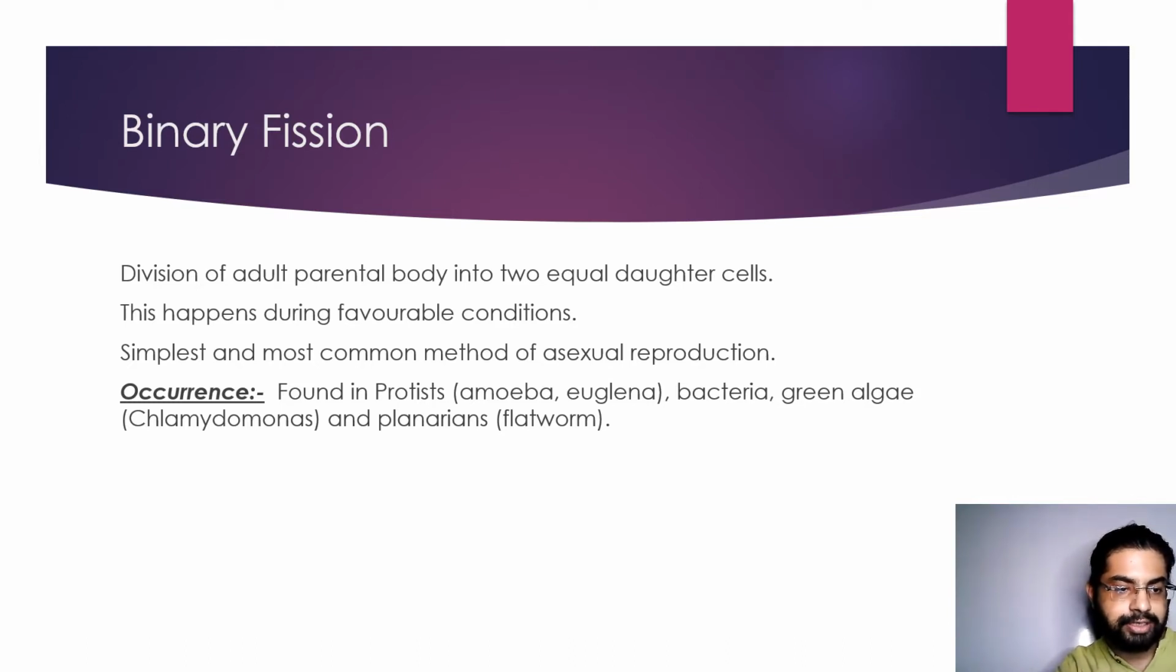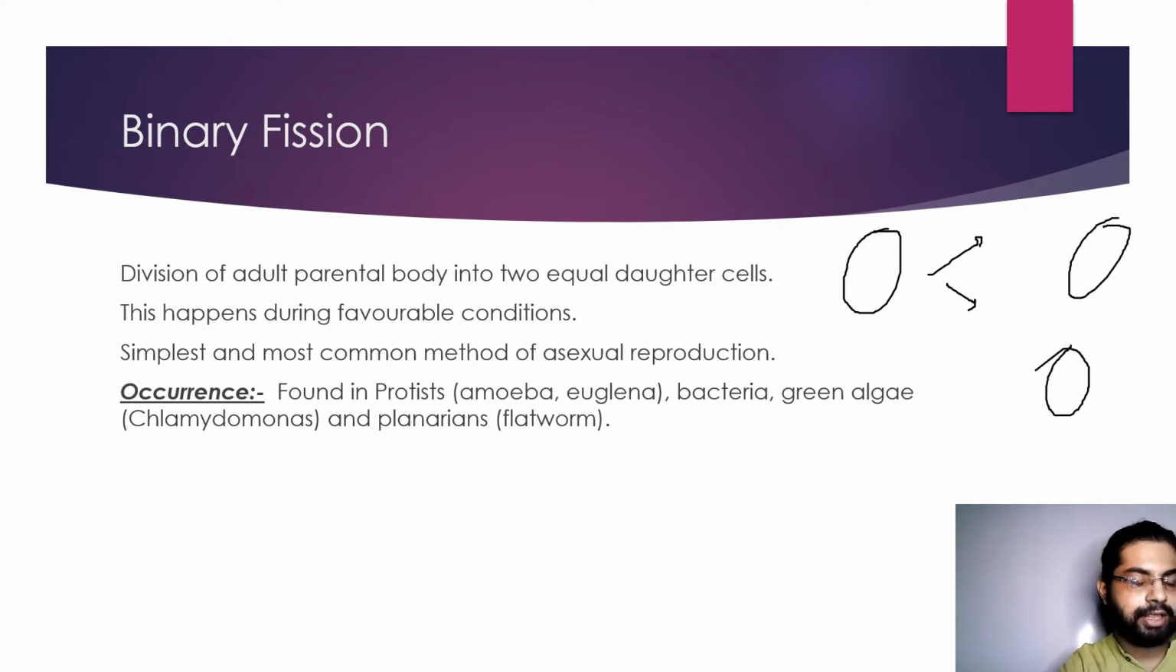So binary fission is the division of the adult parental body into two equal daughter cells, and this happens during favorable conditions. So this is important. Binary fission, two equal daughter cells, and it happens in favorable conditions. It is the simplest and most common method of asexual reproduction. It is found in protists like amoeba, euglena, bacteria, green algae, chlamydomonas, and planarians, that is flatworm.